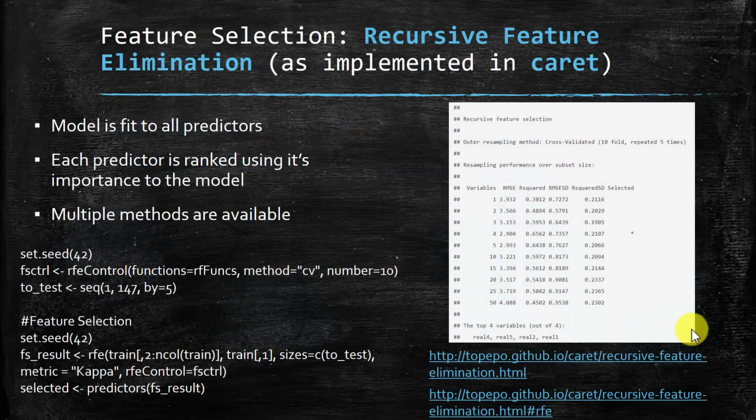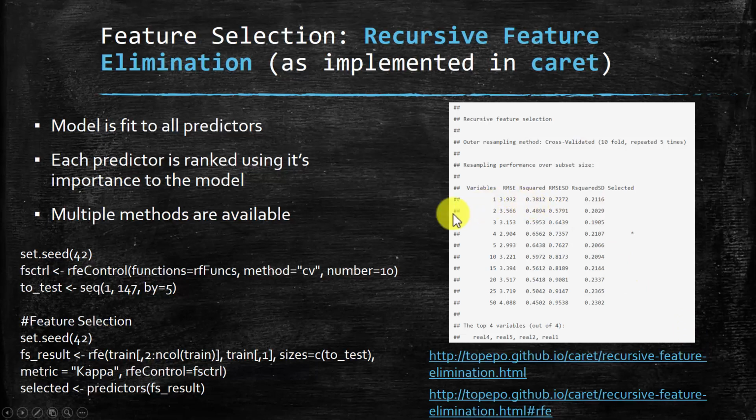In R, in caret specifically, there are some methods available to do feature elimination or feature selection. One of those is recursive feature elimination, which is implemented in rpart. Basically how this works is the model is fitted to all the predictor variables, so all x's. Each predictor is then ranked by its importance in the model, and then you subset out based on importance. There are different methods available for doing this inside of caret. Some of them rely on the importance measures made available through random forest. Effectively, it's trying to assess the importance of variables and subset out the most important ones. Then you can run your model just on the important variables.